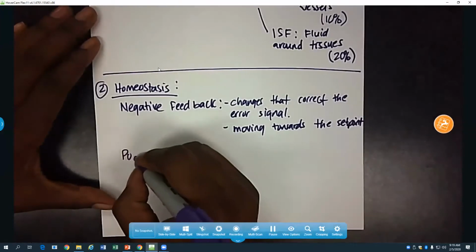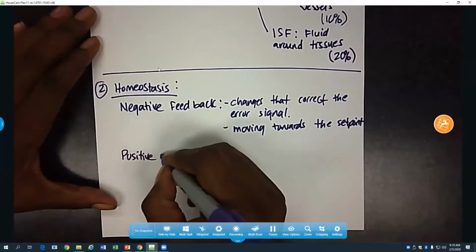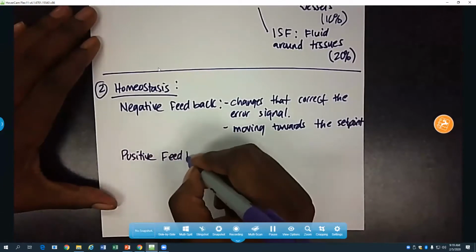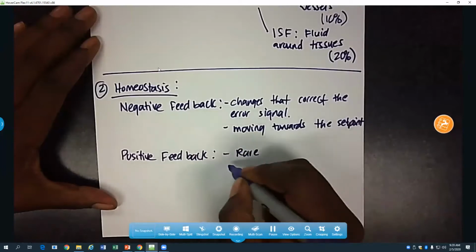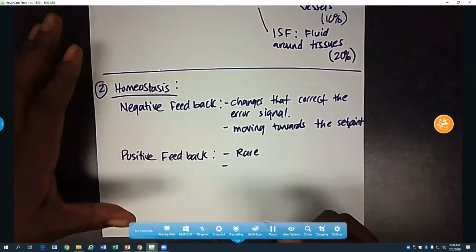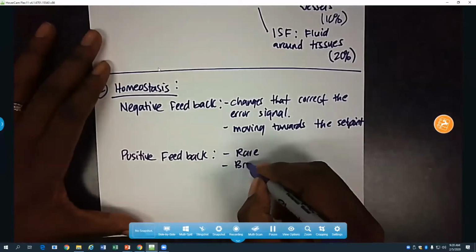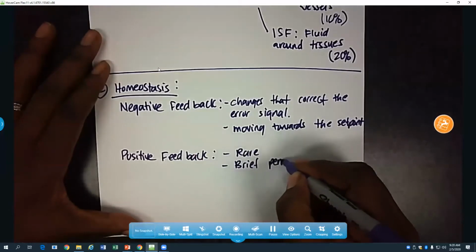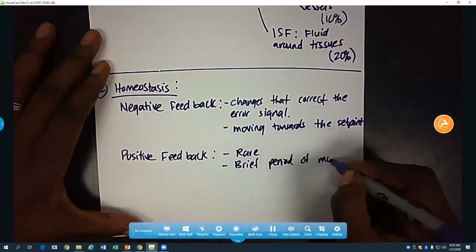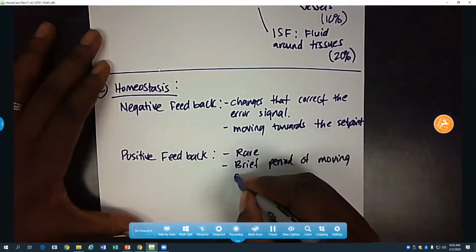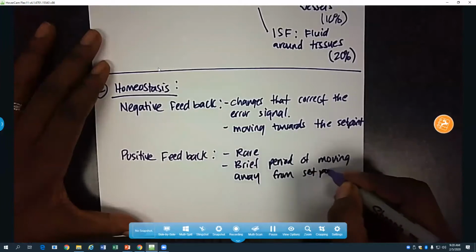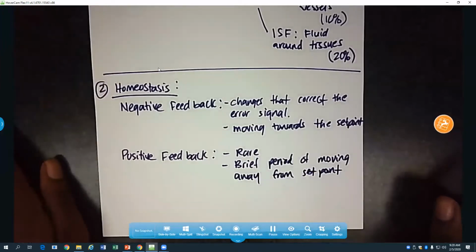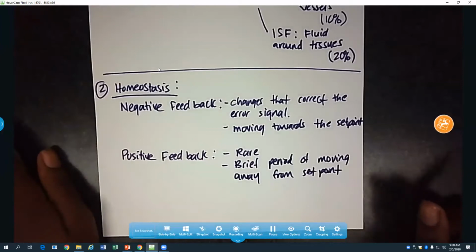This was more rare. Okay, we said this was very rare, right? Hardly found throughout the body. And we also described it as being a brief period of moving away from the set point. Okay, we also gave some examples for this. We spoke about the uterine contractions. We spoke about blood clotting.